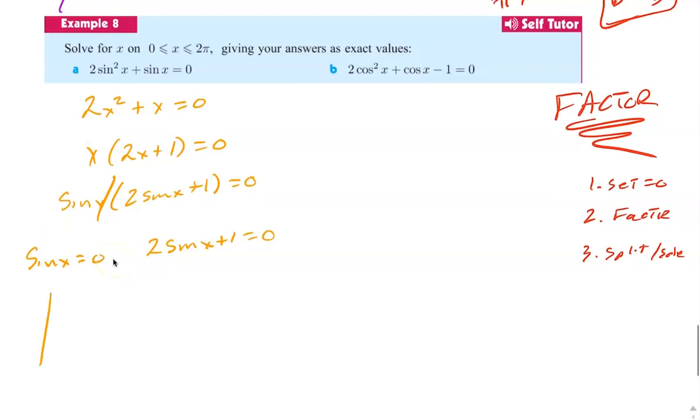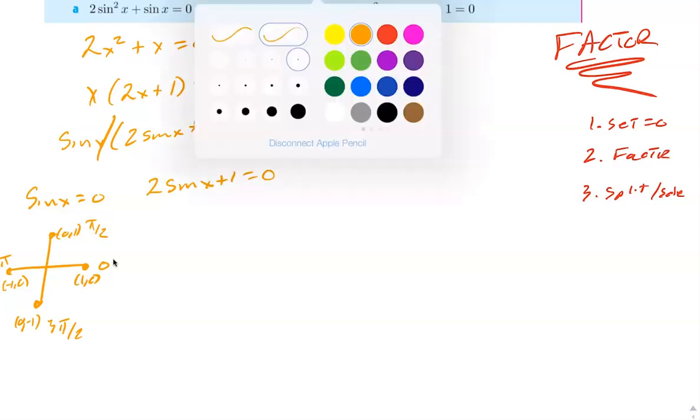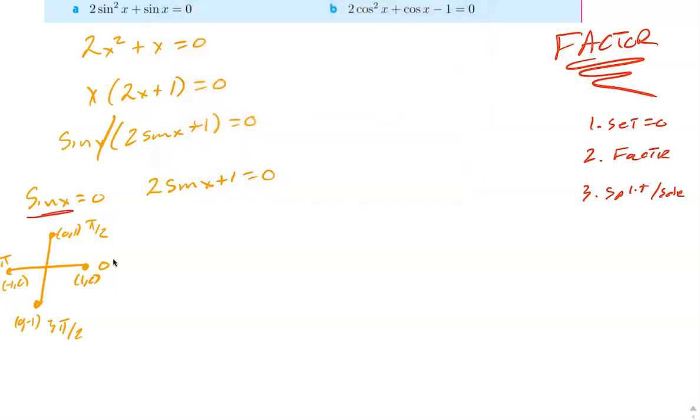Sine of x equals 0. That is a unit circle. Anytime it's 0 or 1, it's one of the unit circle values. So this is 0. This is pi over 2, 3 pi over 2. This is 1, 0, 0, 1, negative 1, 0, 0, negative 1. We're doing sine, so it's the y value. So it's here and here, 0 and pi.